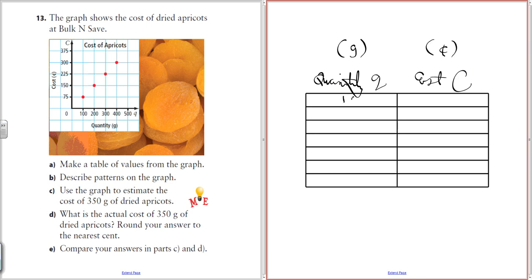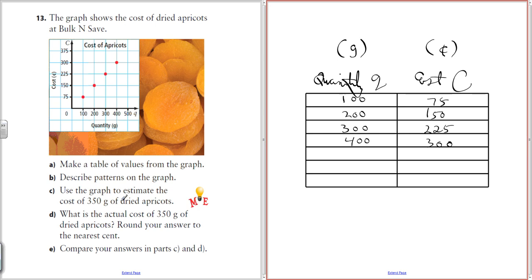Well, we have 100 grams here is going to cost us 75 cents. 200 grams is going to cost us $1.50 or 150 cents. 300 grams is going to cost us 225 cents or $2.25. And 400 grams is going to cost us a whopping 300 cents or $3.